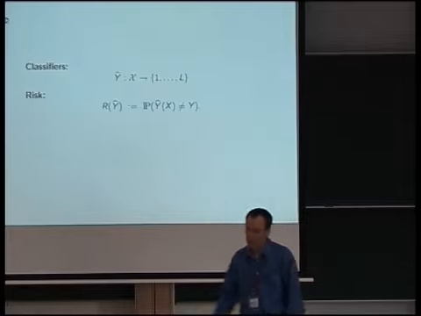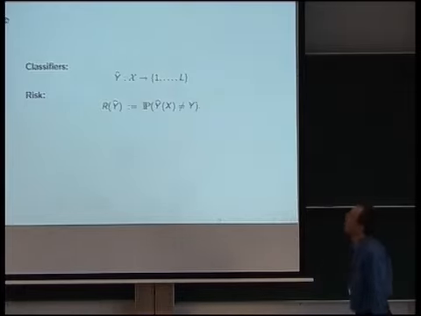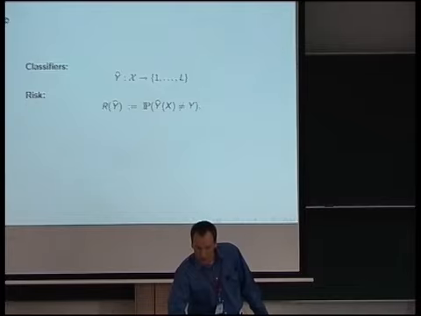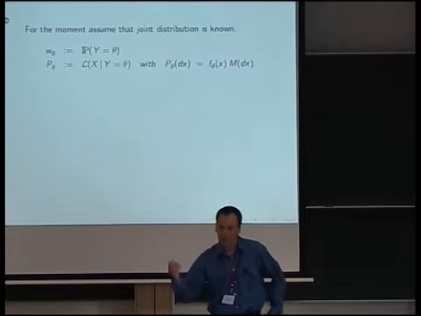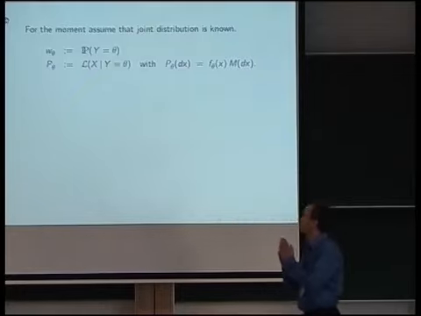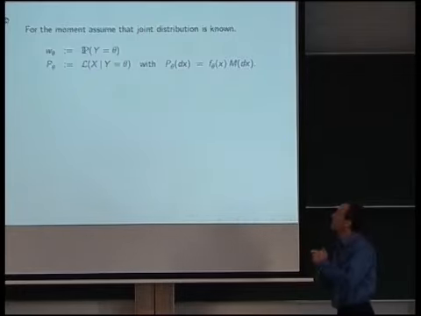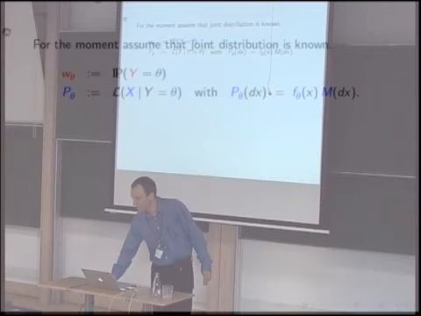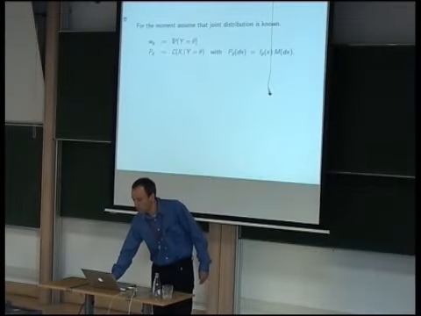And then a potential measure of risk. The usual measure of risk would be the misclassification rate, the probability that you get your class wrong. For the moment, let us assume that the joint distribution is known. So W sub theta is the prior of class theta, and P sub theta is the conditional distribution of the feature vector given that you're in class theta. And let's suppose we have some density with respect to a dominating measure M.